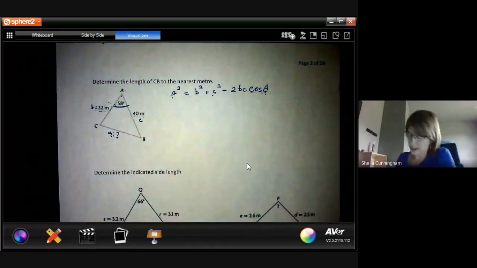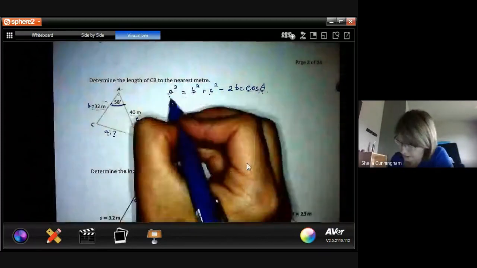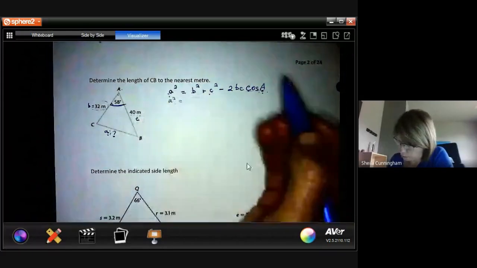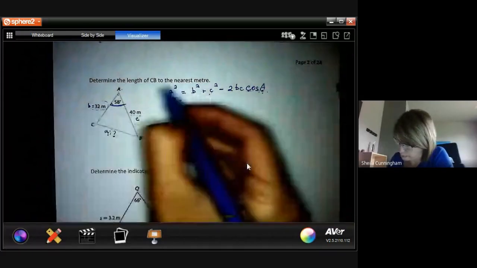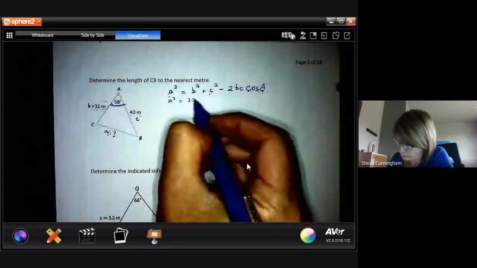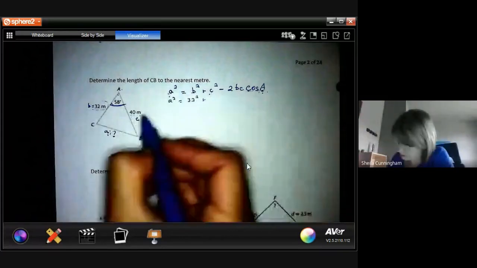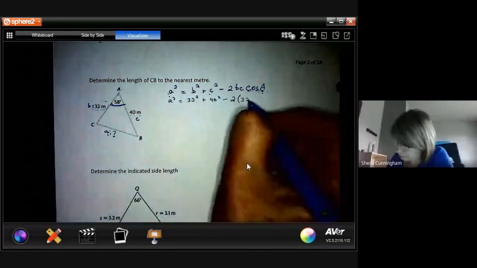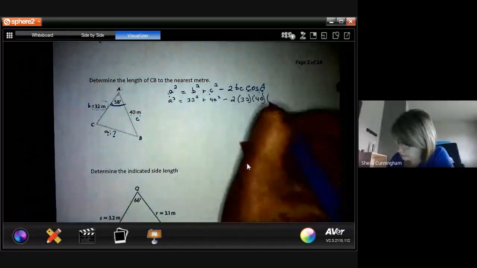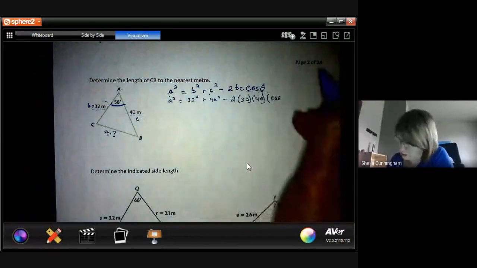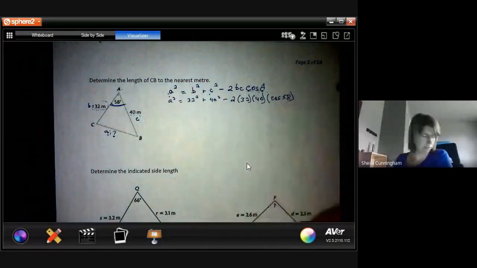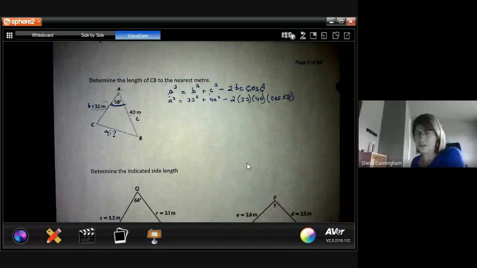All right, so once you're at this stage, it's just a matter of plugging in all the values that you know. In this case, B is 32, and you're going to square it. You know your C is 40, and you're going to square it. And you've got your 2 times 32 times 40 times the cos of A, which is 58 degrees. Questions so far, just in terms of setting up the formula and figuring out where everything goes?